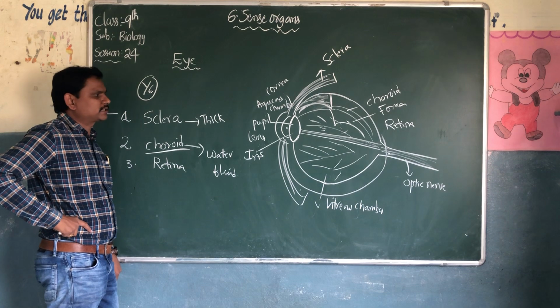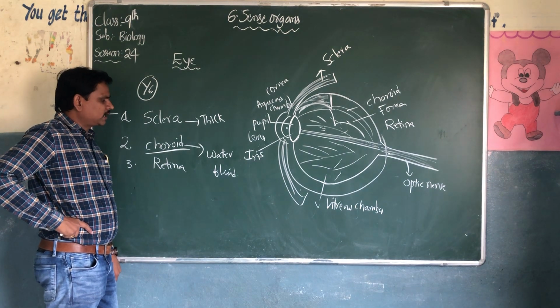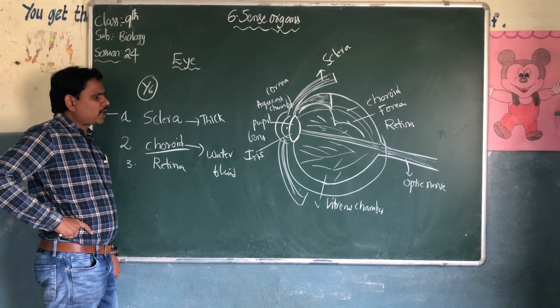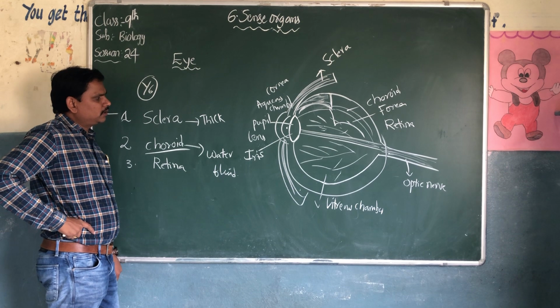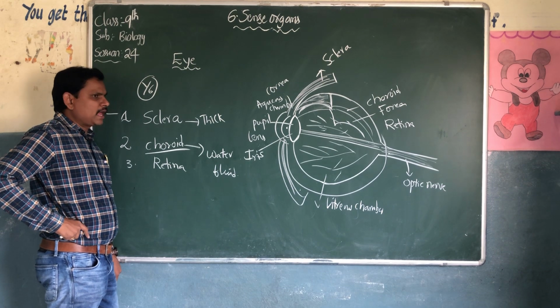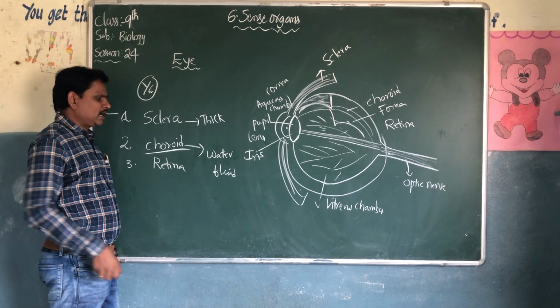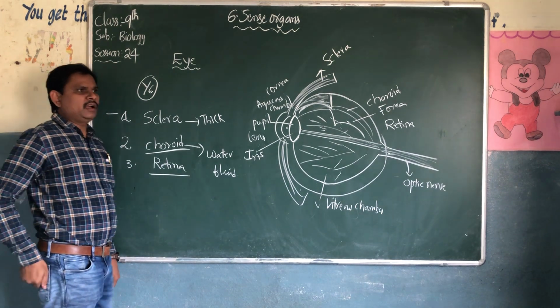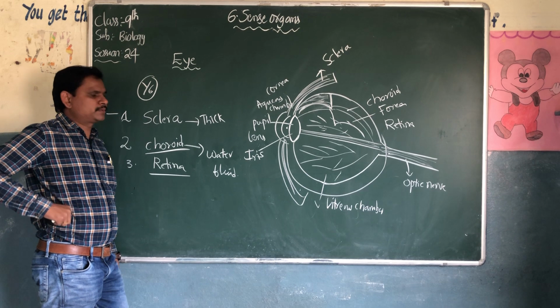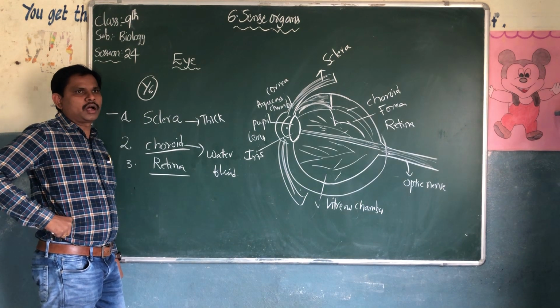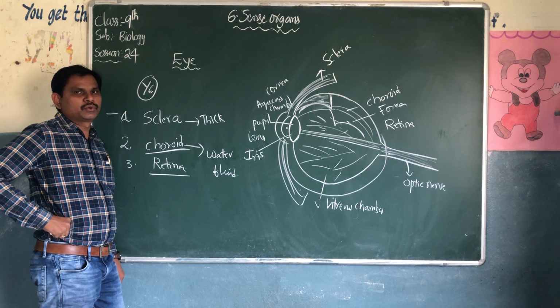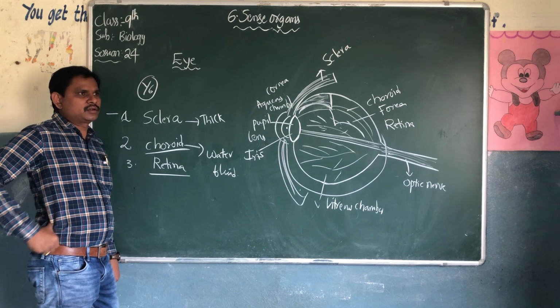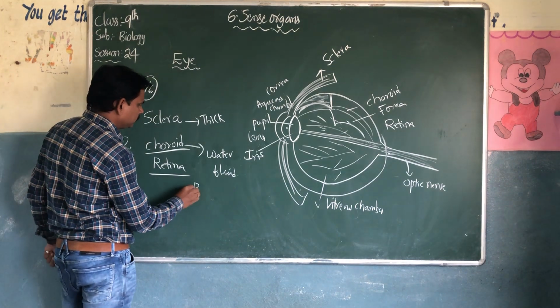The first layer is called the sclera, and the second layer is called the choroid layer. The last one is the retina. In the retina, we can see there are two types of cells: rods and cones.